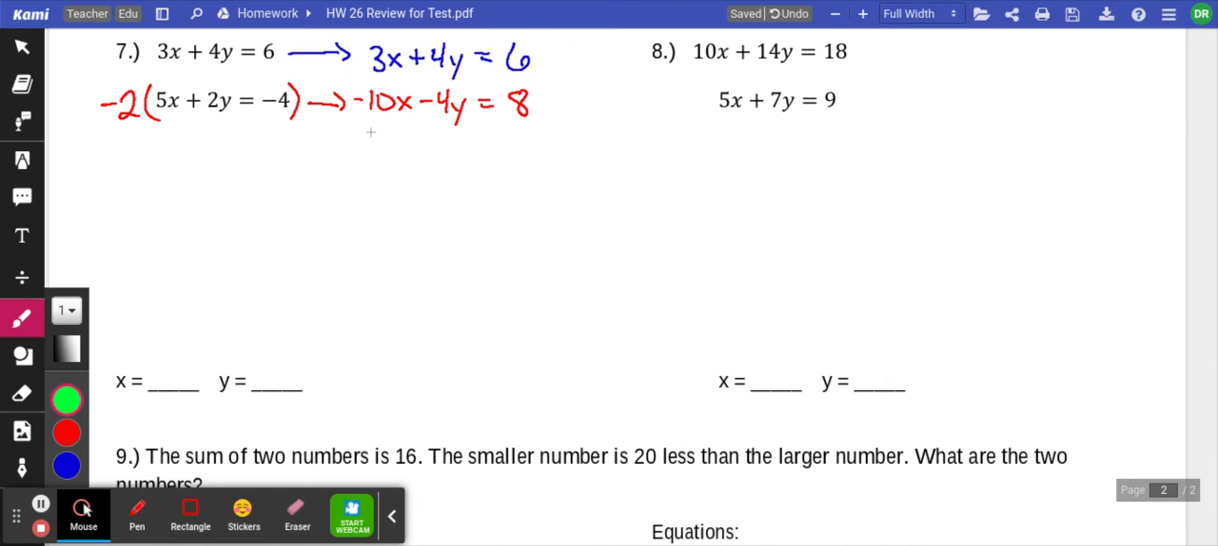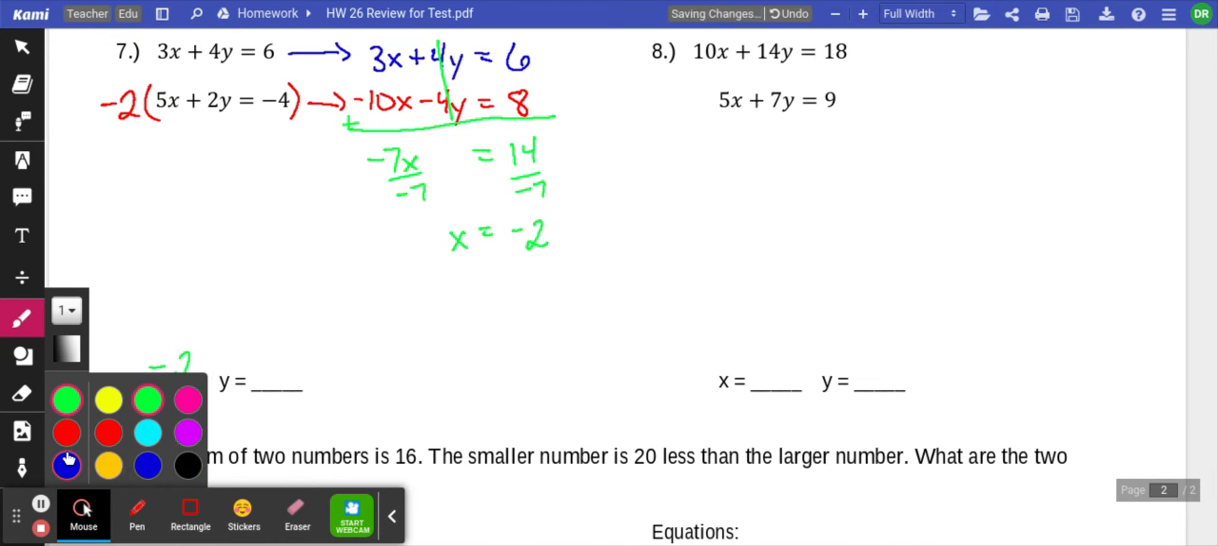And that right there creates two opposite values for when we combine, they will cancel. So 3x plus negative 10x is negative 7x, and 4y plus negative 4y does cancel away. And we get over here 6 plus 8 is 14. It's all working out pretty smoothly. We divide by negative 7 to get x on its own, and we find out that x equals negative 2.